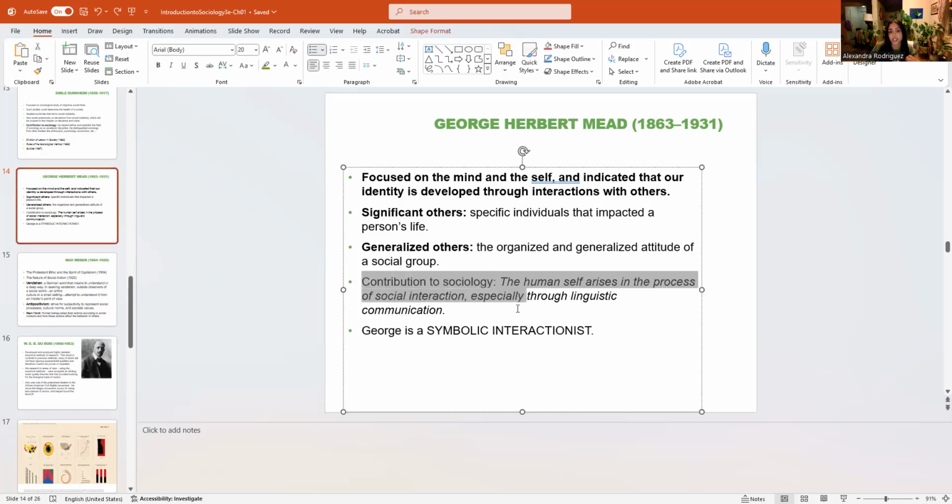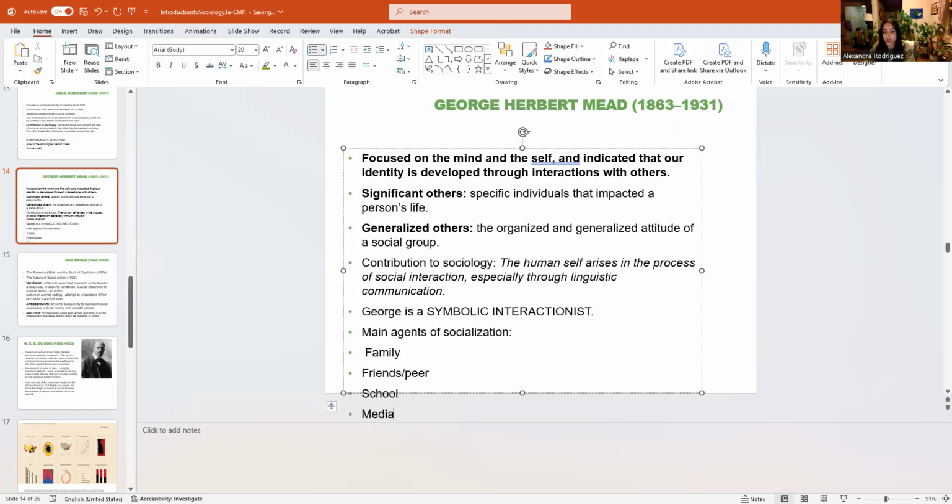So I would say his main contribution to society is this idea that our self arises from the process of social interaction and through communication with others. We'll get into this later, but there are technically four main agents of socialization: first and foremost, family; second, friends and peers; also school; and the last is media, whether it's social media, movies, TV, news, whatever.